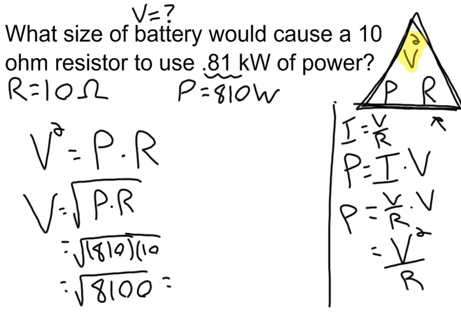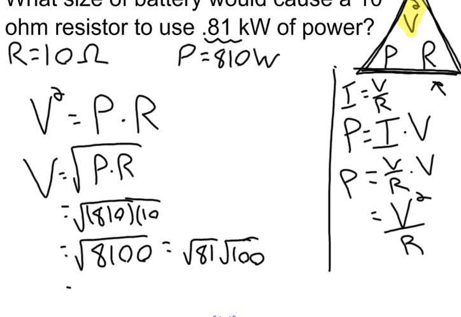I'm going to use one of my power laws that we learned in grade 9 math this year in reverse. I'm going to say that's the square root of 81 times the square root of 100. Our power laws actually kind of work with square roots as well. If you don't know that yet, that's okay. You can always use your calculator or work this out. But then that's 9 times 10, or 90 volts. And that is our answer.